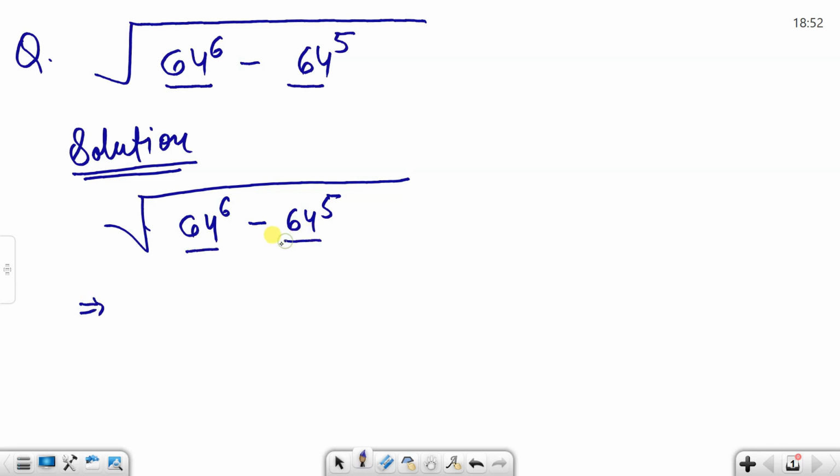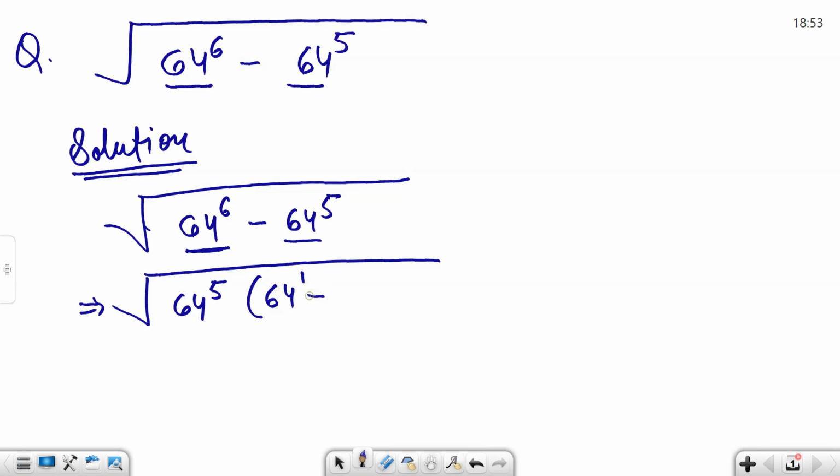Here, in both terms, we have 64 to the power of 5 as a common factor, so let's take that out as common. 64 to the power of 5, and in the brackets, we'll have 64 left here, and from the other term, we'll have minus 1 left.